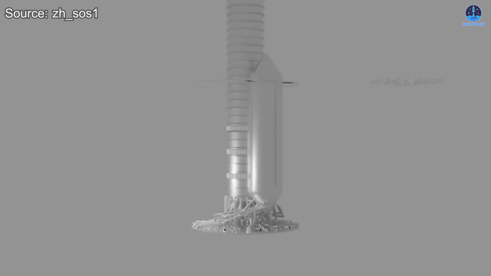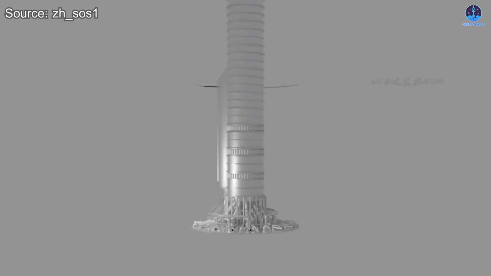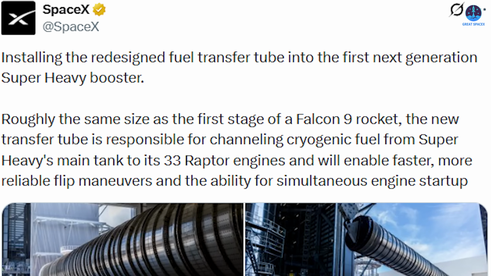This transfer tube sits between the two tanks, connecting the bottom of the main methane tank to the top of the landing tank. SpaceX has stated that this design enables faster and more reliable flip maneuvers, as well as the ability to start multiple engines simultaneously. So far, most observations have focused on the exterior of this tube. The interior is just as important.